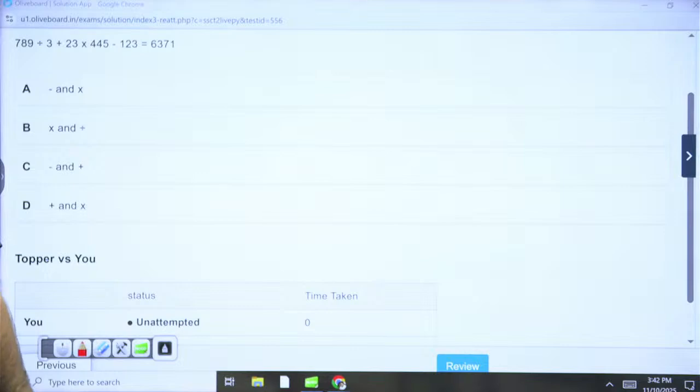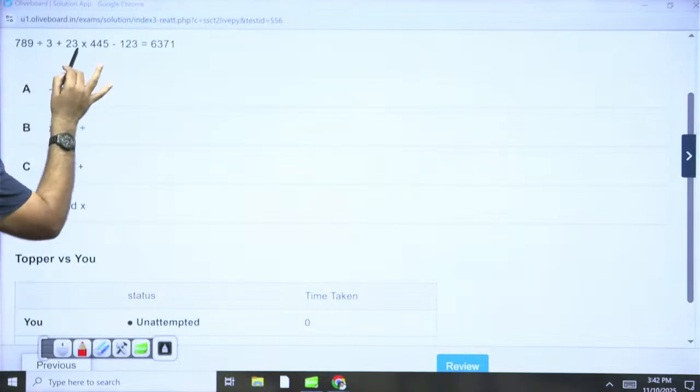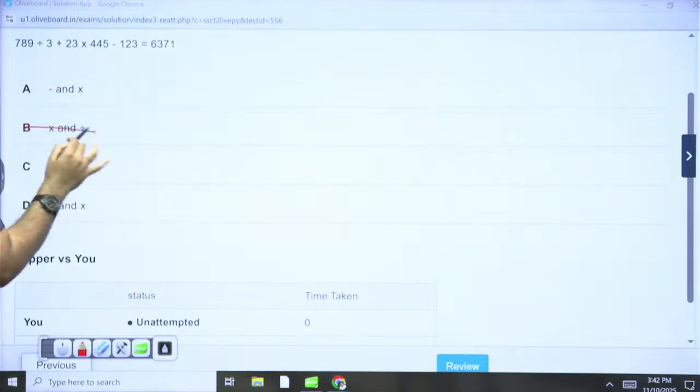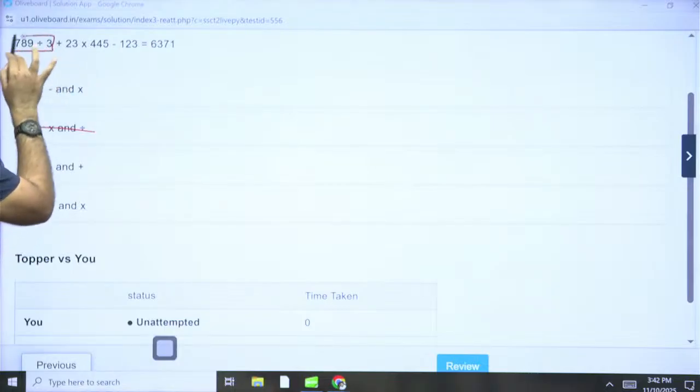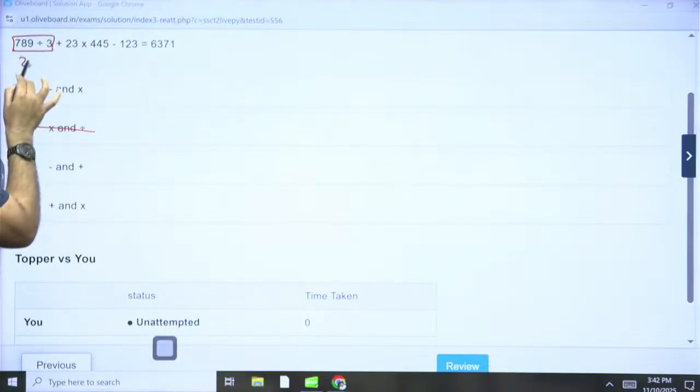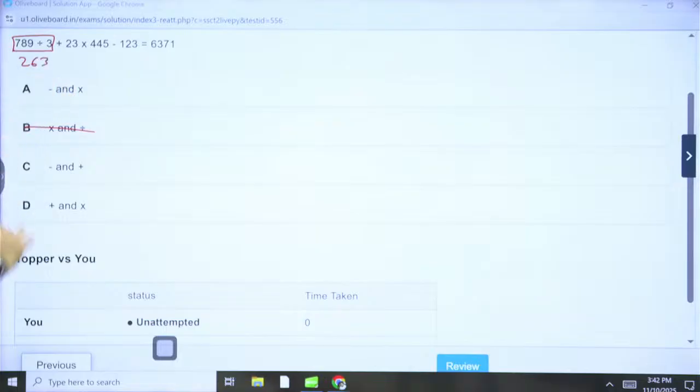Okay, changing which signs is going to help. Divide and into. If I put divide here, it's useless for me. So this is gone. Now that confirms that divide is going to be here. So solve it first. So this is how much? 263. Perfect.